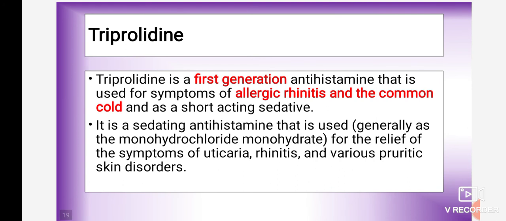The next drug is triprolidine. It is a first generation antihistamine used for the symptoms of allergic rhinitis and common cold. It also has a short acting sedative property, as it is a first generation drug with side effects like sedation.